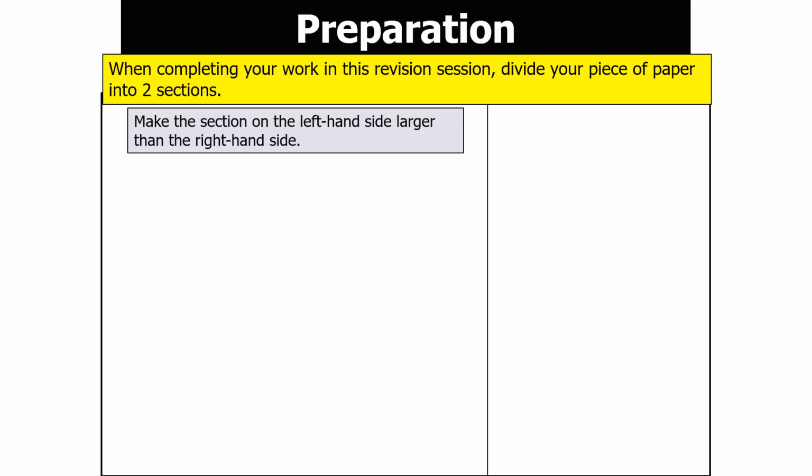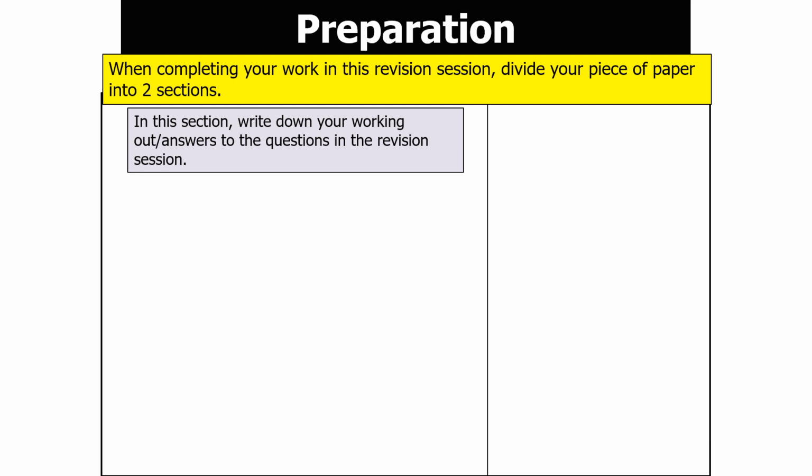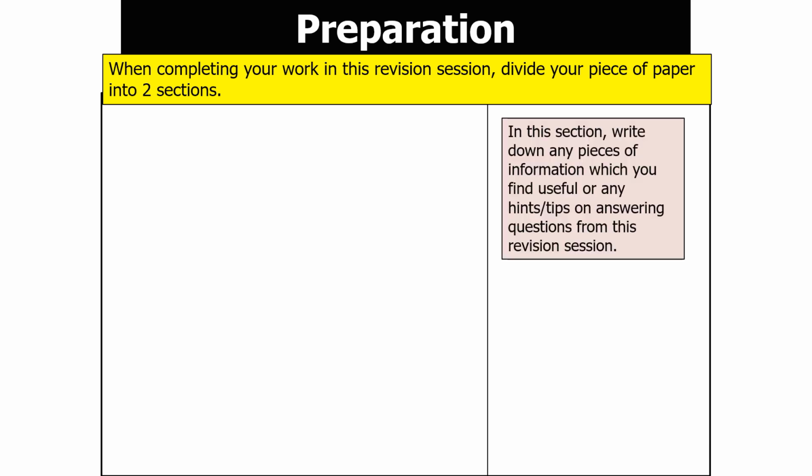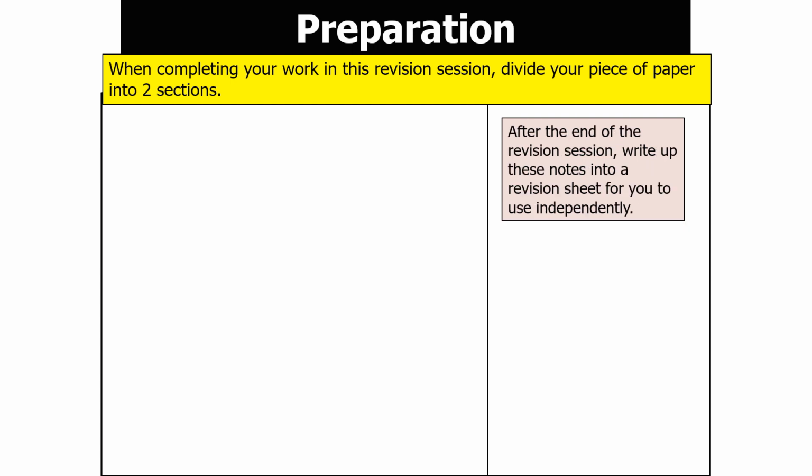So how should you be preparing for this revision session? When you complete your work in this revision session, divide your piece of paper into two sections. Make the section on the left hand side larger than the right hand side. In this left hand side section, write down your working out and answers to the questions in the revision session. When you're doing this, make sure to write in full sentences and show your full working out. Whilst in the right hand side section, write down any piece of information which you find useful or any hints and tips on answering questions from this revision session. After the end of the revision session, write up these notes into a revision sheet for you to use independently.